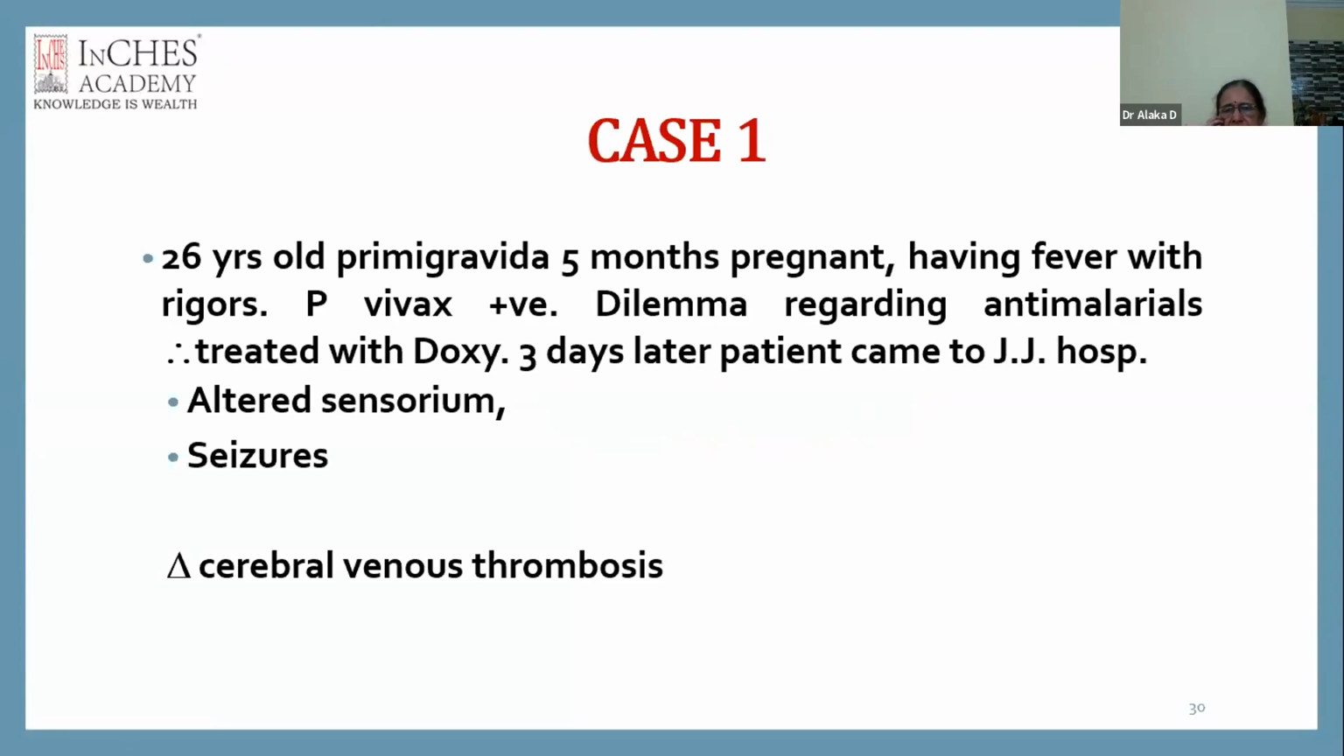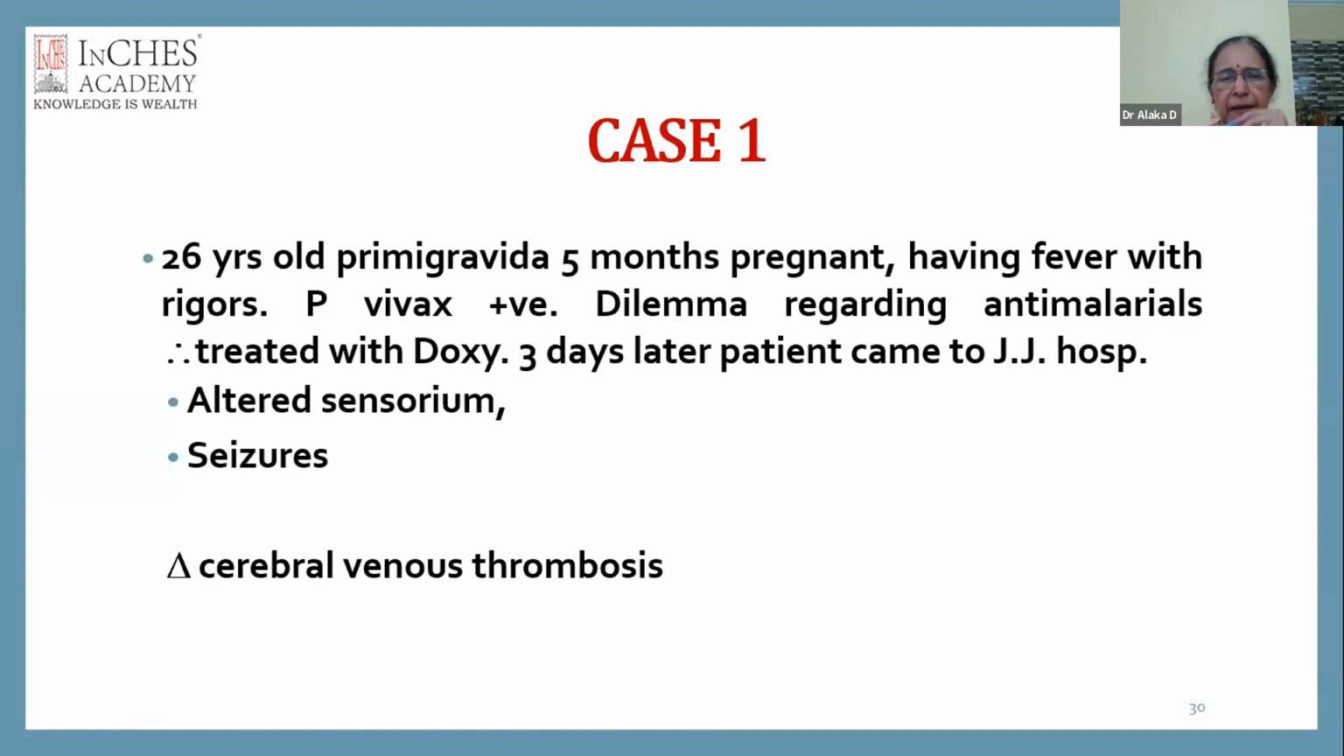Okay. I'm talking about pregnancy and infections. Now, this has happened, these cases I'm telling you, they came to me. These are patients from Mumbai. They were attending with a gynecologist, and this is what happened.